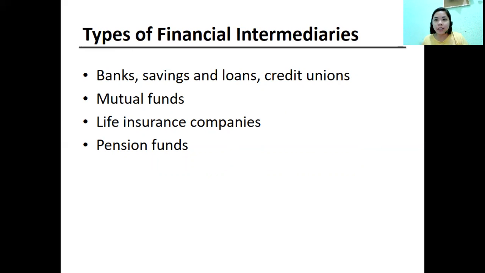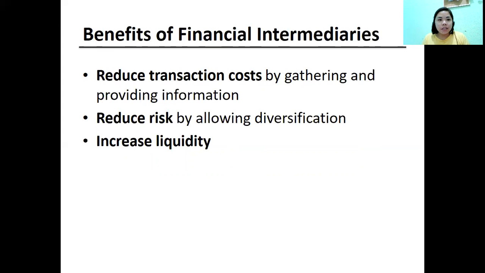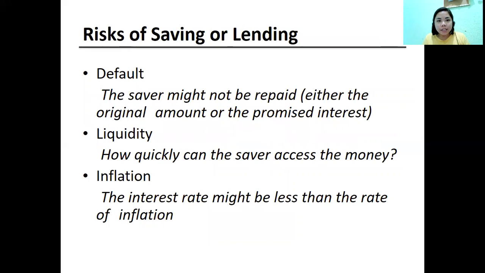So dira tanan ginatipon ng investments, and then if there are investments nga nagtaas ang value, investments nga nagnubo, so we do accounting for that. Okay, life insurance companies and pension funds. So benefits of financial intermediaries: it reduces transaction costs by gathering and providing information, reduces risk by allowing diversification, and increases liquidity. So risks of saving or lending.